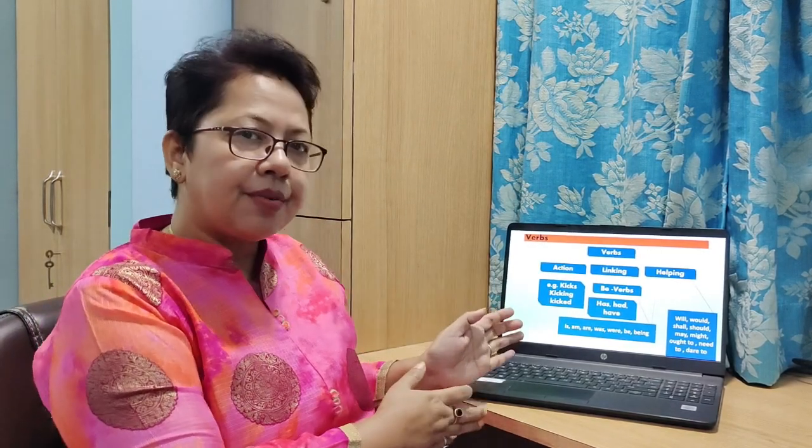The third variety is the helping verb, and helping verbs are normally again the be verbs plus has, had, have, and one special category, the modal auxiliary verbs. Can, could, will, would, shall, should, may, might, ought to, need to, dare to. We need to remember modal verbs are all helping verbs, and hence they can never occur alone in a sentence. They will always need the help of a main verb. But action verbs can always occur alone in a sentence.